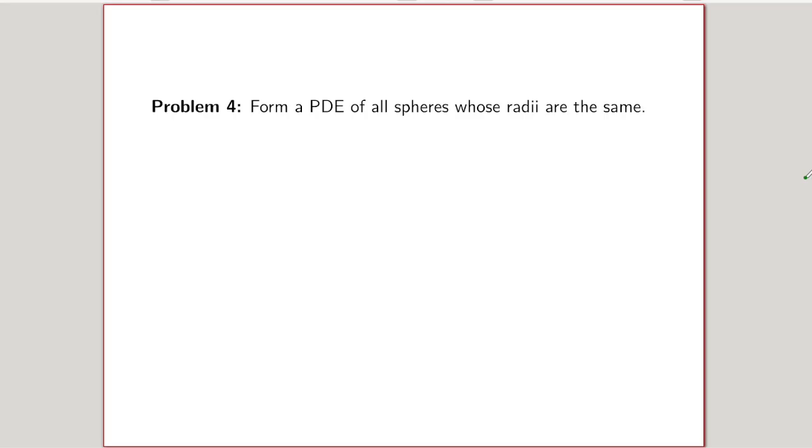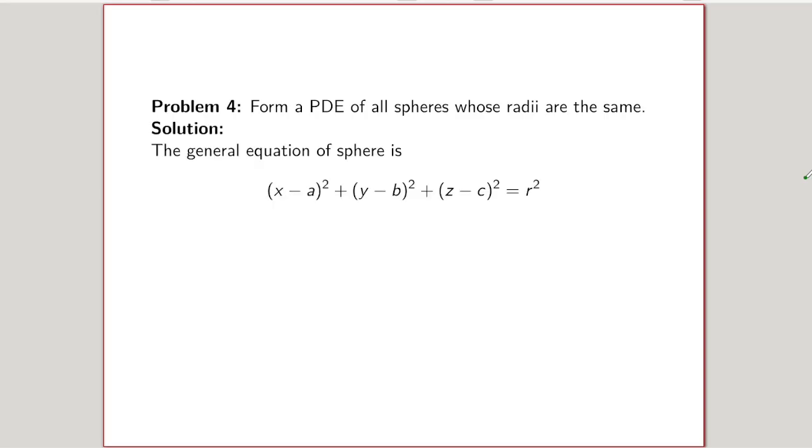So we all know that the general form of sphere equation is (x minus a) the whole squared plus (y minus b) the whole squared plus (z minus c) the whole squared equal to r squared. Here the coordinates a, b, c represent the center of the sphere and r represents the radius.